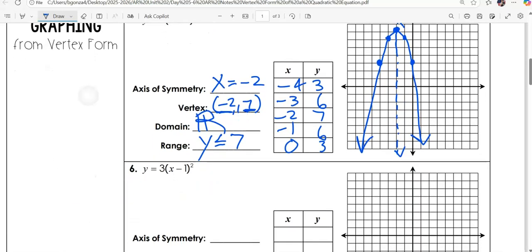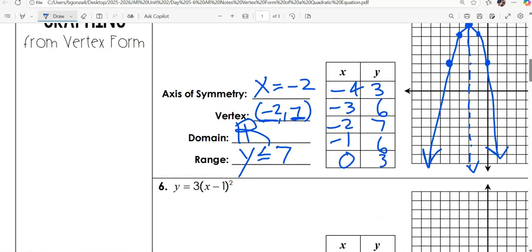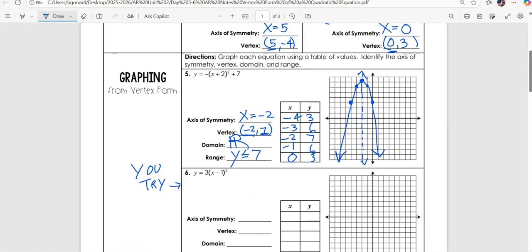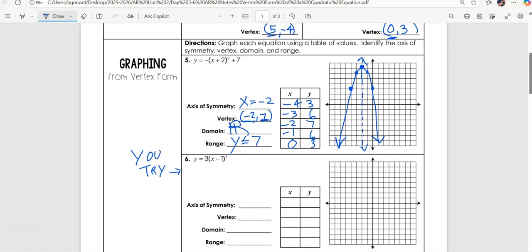I want you to try number 6 the same way. Can you do it? I'm going to give you 2 minutes to try that one, and then I'll go over it. We're not done yet, though. You've got to try number 6.